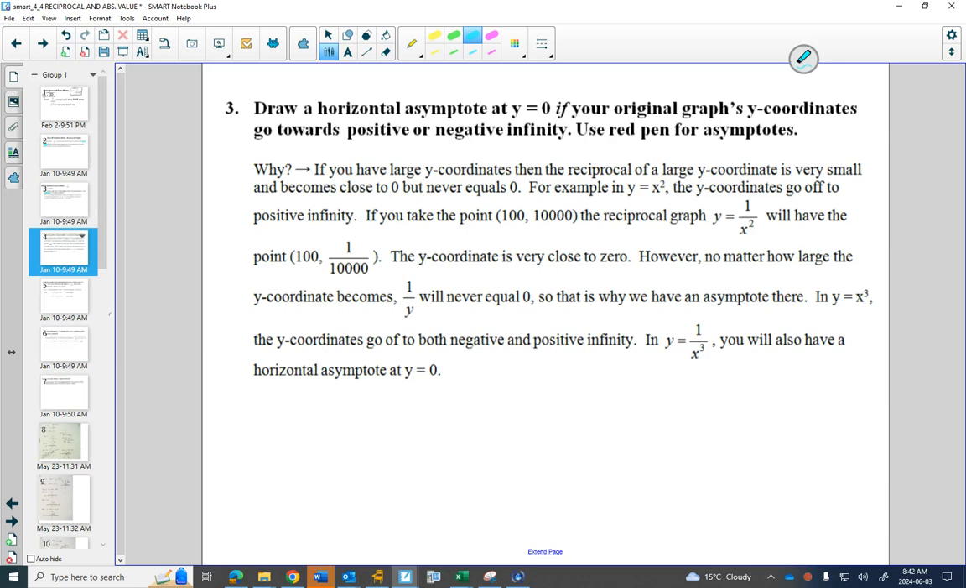If your graph goes to positive or negative infinity, that means the degree is going to be bigger on the bottom than it is on the top. And just like our rational functions unit, if the degree is bigger on the bottom, you're going to have an asymptote at y equals 0. And in these notes, I also have the explanation why. Like if you take a point where the y value gets really, really big, then if the only rule is you change your y value to 1 over your y value, it's going to get really, really small and really, really close to 0.